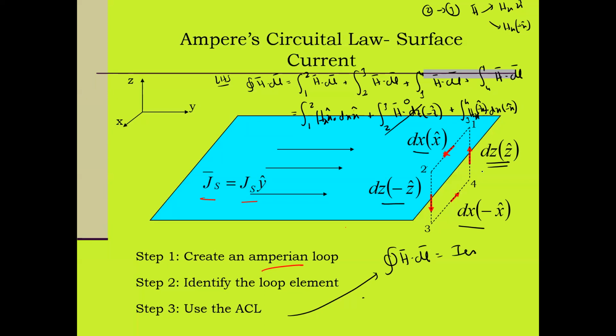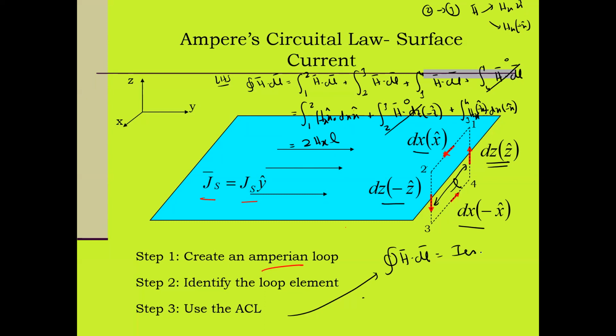And finally, for point 4 to point 1, we can say that this dot product will give us 0 because the nature of this integration will be similar to integration number 2. So we are left only with the first integration and the third integration. If we assume that the length of this rectangular loop is equal to L, for instance, then this integration will give us 2Hx L. That should be the result of the left-hand side integration.